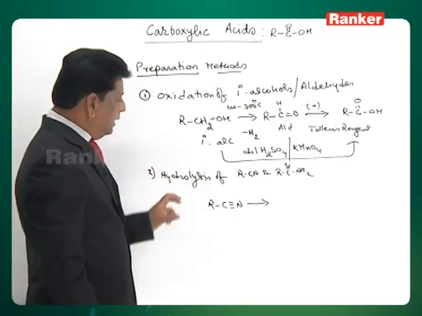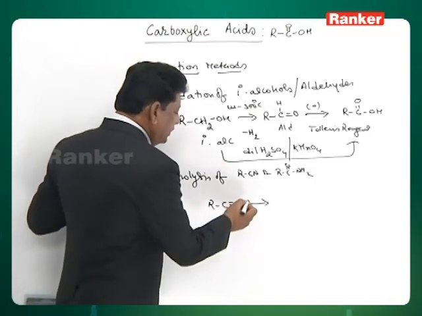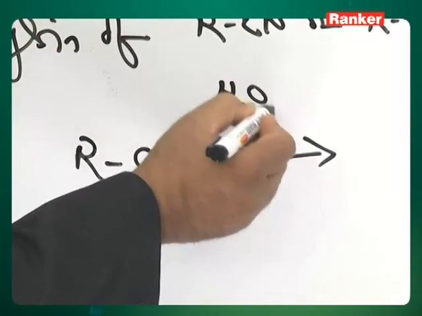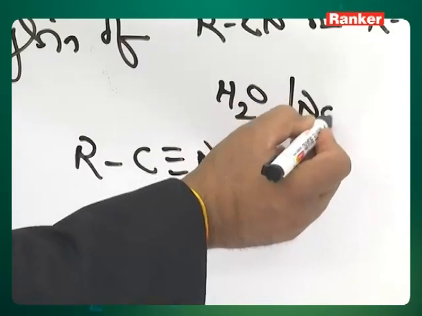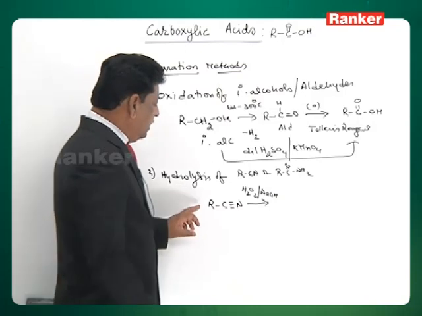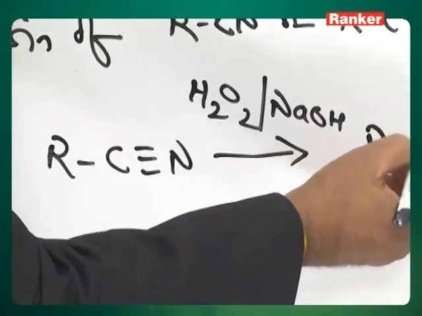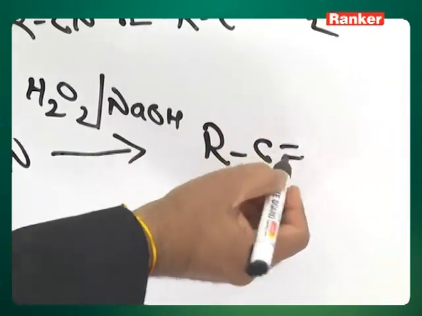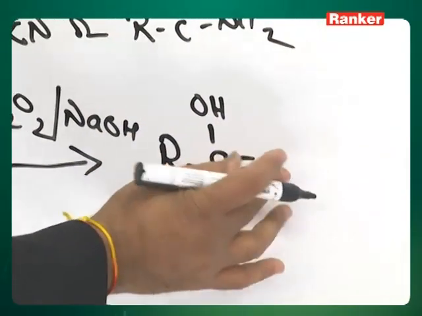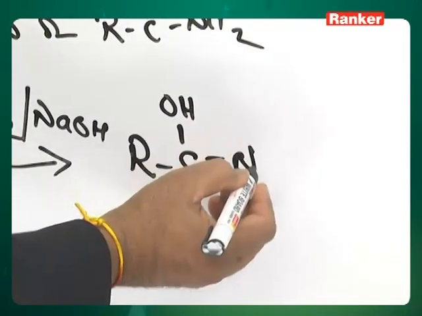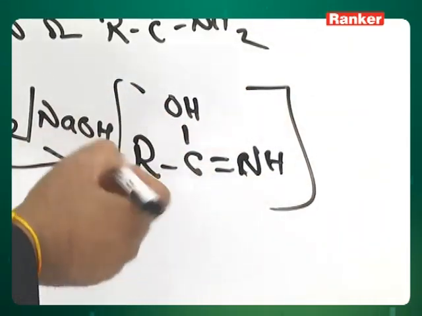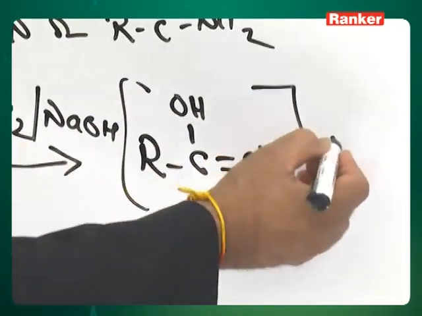Selectively you can hydrolyze to give the amide using alkaline hydrogen peroxide, that is hydrogen peroxide in presence of the basic medium, that is NaOH. A unique reagent, it is alkaline hydrogen peroxide. Partial hydrolysis takes place. You will get an OH like this. Actually, a sort of hydration is taking place on the CN bond. This immediately tautomerizes to give the amide.